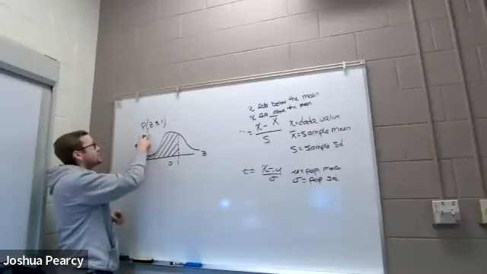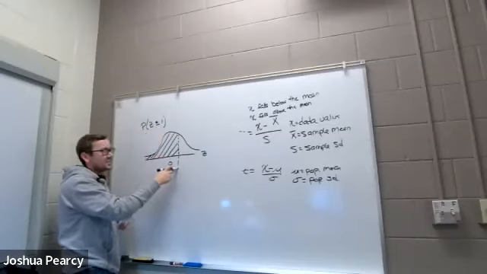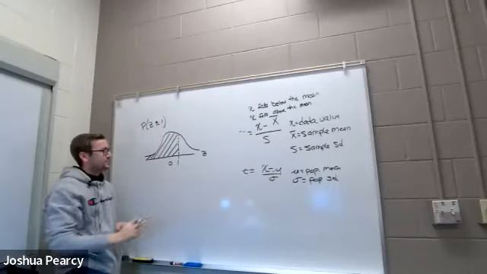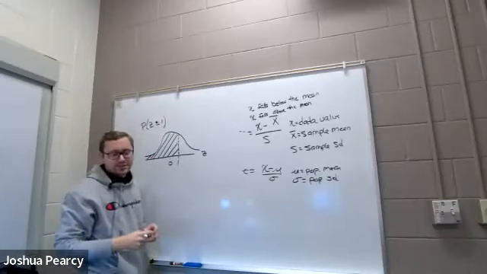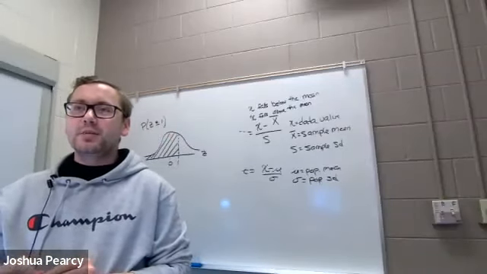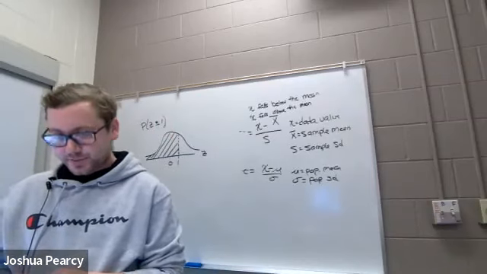If I say find the probability of getting a z-score less than or equal to 1, this is the actual region I'm interested in finding the probability of. Now there's two ways you can do this. You can use your calculator to find it, and it's a little bit easier, or you can use the table. I'll show you how to do both.